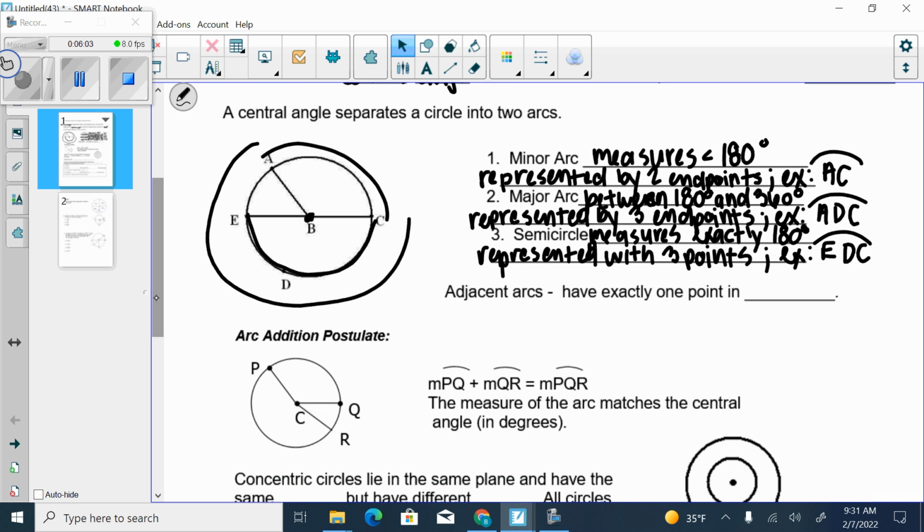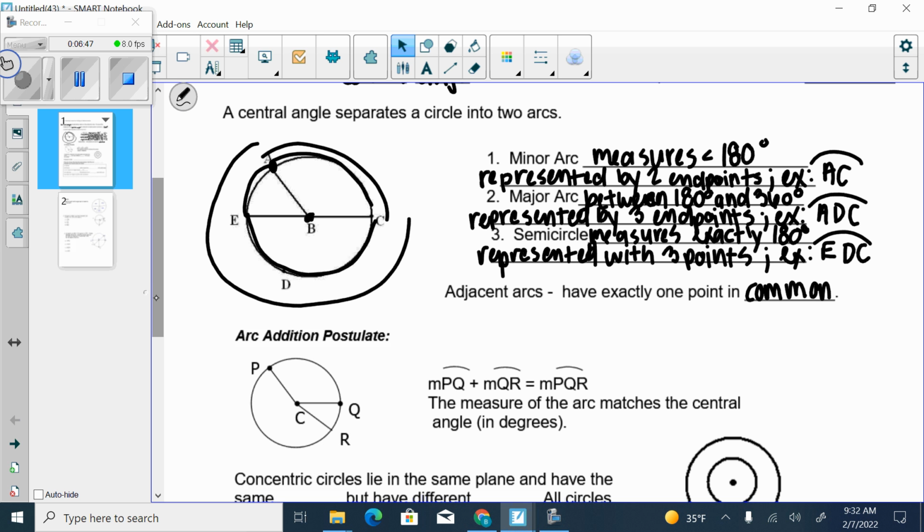Then it says adjacent arcs, and we're filling in the blank. Well, what if we said that adjacent means right beside each other? So if you have adjacent arcs, that means they're right beside each other, like EA and AC. It says these have exactly one point in common. So adjacent arcs are right beside each other, and they're going to share one endpoint.